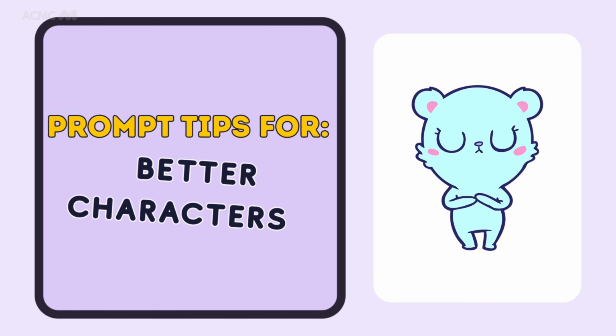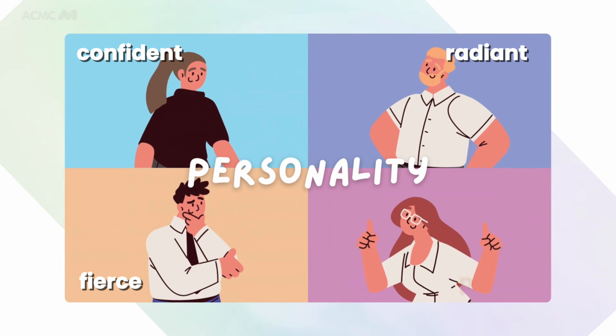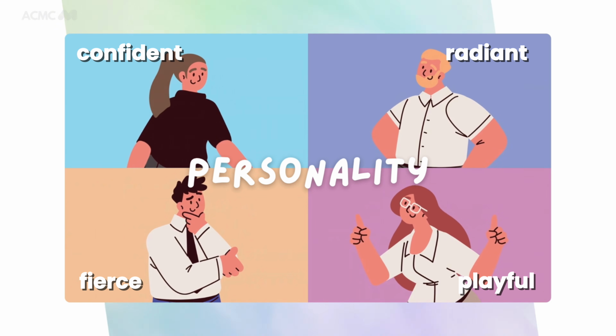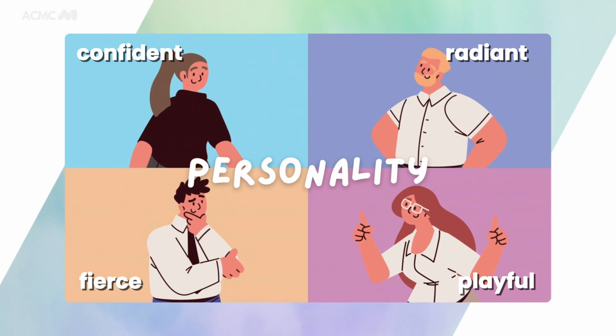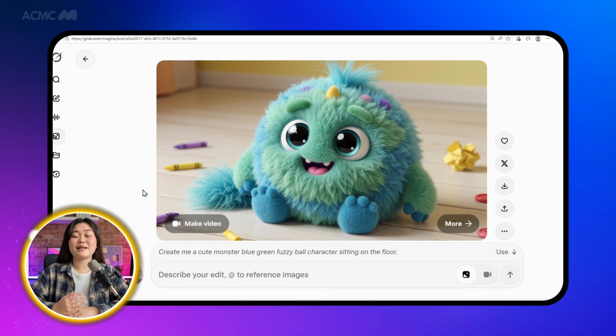Quick tip before we move on. Here's my 3-part formula for generating a strong brand character in Grok every time. First, the personality. Words like confident, radiant, fierce, playful, mysterious. These set the emotional tone before any physical description. Second, the visual style. Realistic, illustrated, cinematic, editorial, mascot. This tells Grok the art direction.